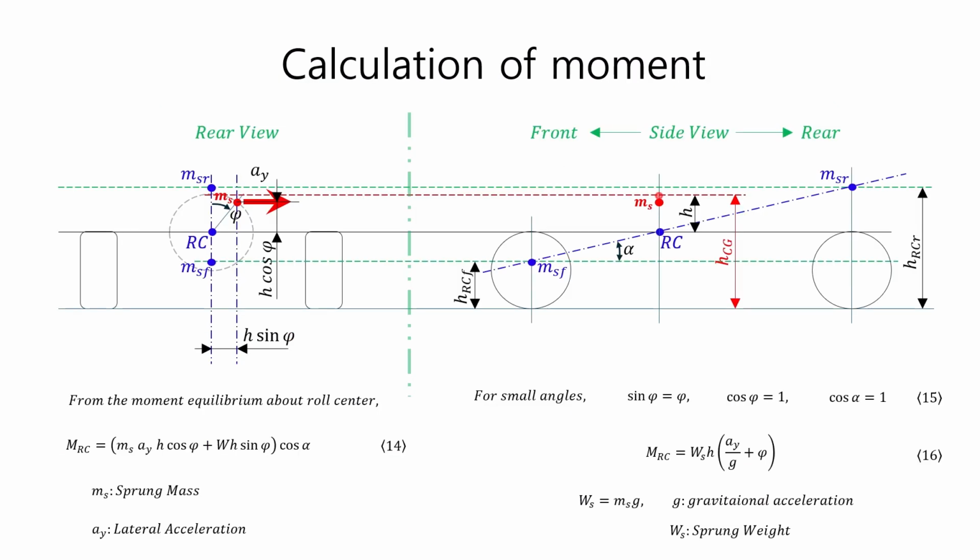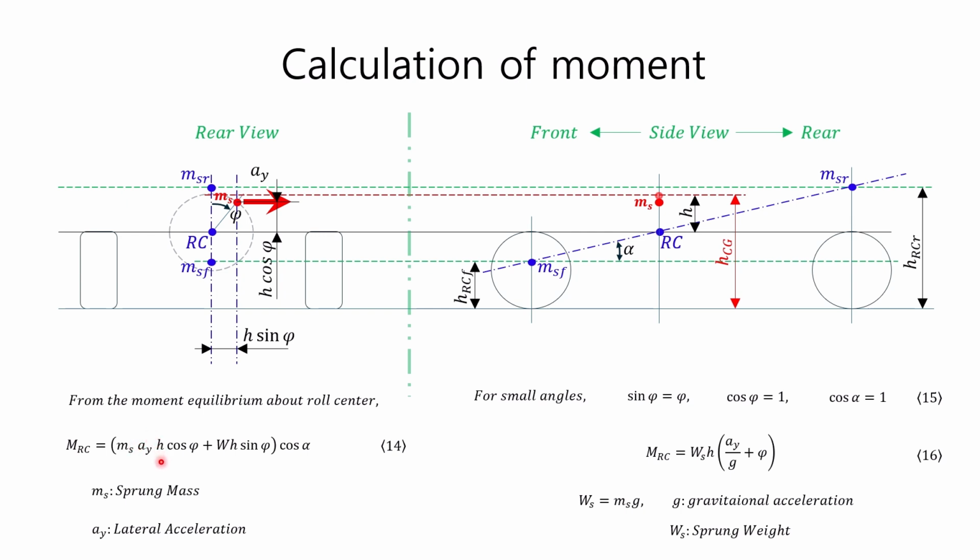Let's calculate the moment generated by a vehicle turning left at a constant speed with a constant turning radius. When the vehicle turns, the sprung mass rotates by phi around the roll center, so the roll center and the sprung center of gravity are not on a vertical line, and therefore a moment is generated about the roll center RC. Additionally, the roll axis is tilted by an angle of alpha in the side view. From the figure on the left, if we find the moment about the roll center RC, we can obtain equation 14. In equation 14, ms is the sprung mass and ay is the lateral acceleration.